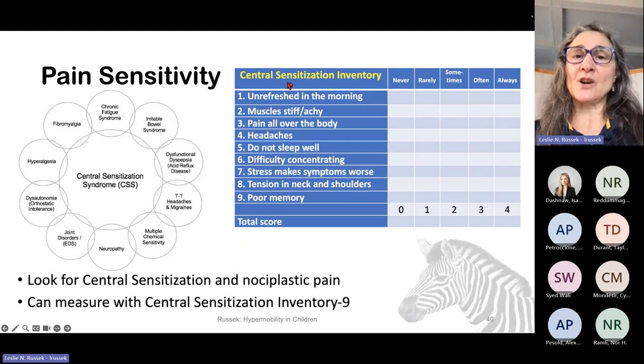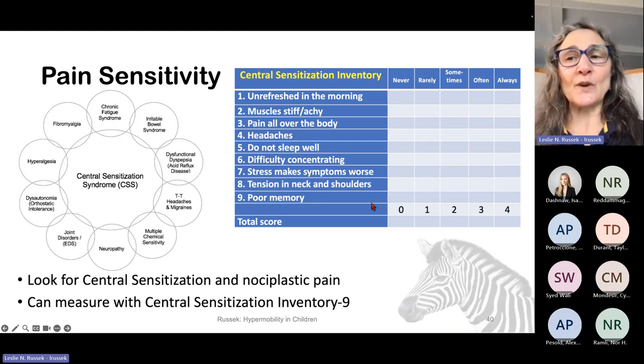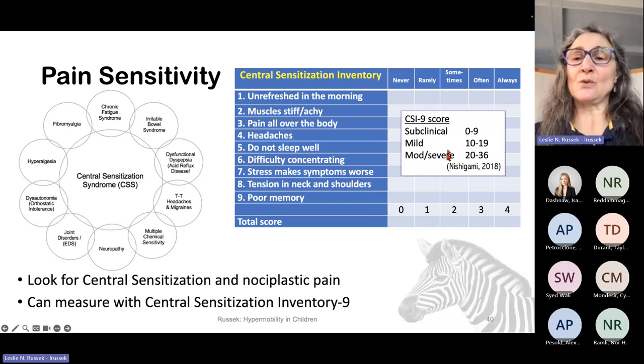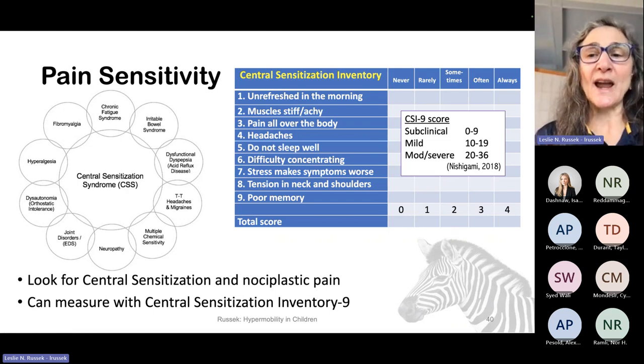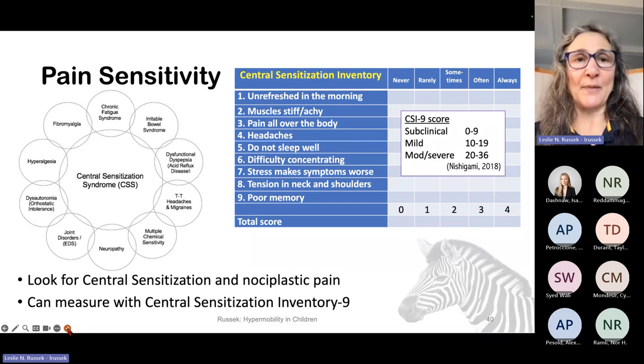There's also a questionnaire called the Central Sensitization Inventory. This is the 9-question one, super quick and easy, and you can classify them as subclinical, mild, or moderate to severe sensitization. And it's a way that we can track it and see if our treatments are helping.